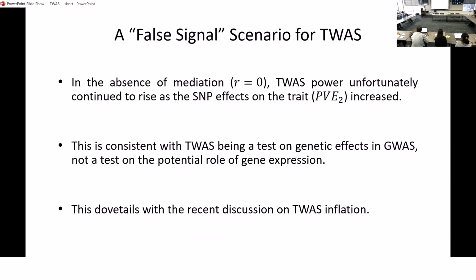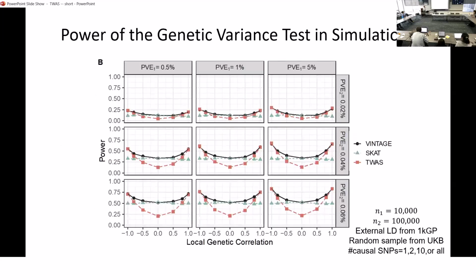And the second important thing is that for TWAS, you actually tend to see a lot of false signals. Specifically, in the absence of mediation, if the truth is R is zero, if the SNP effect on gene expression is not correlated with the SNP effect on the trait at all, so the SNP effect on the trait is not mediated through gene expression, in that case you can see that TWAS actually still has power. So this is the TWAS line.